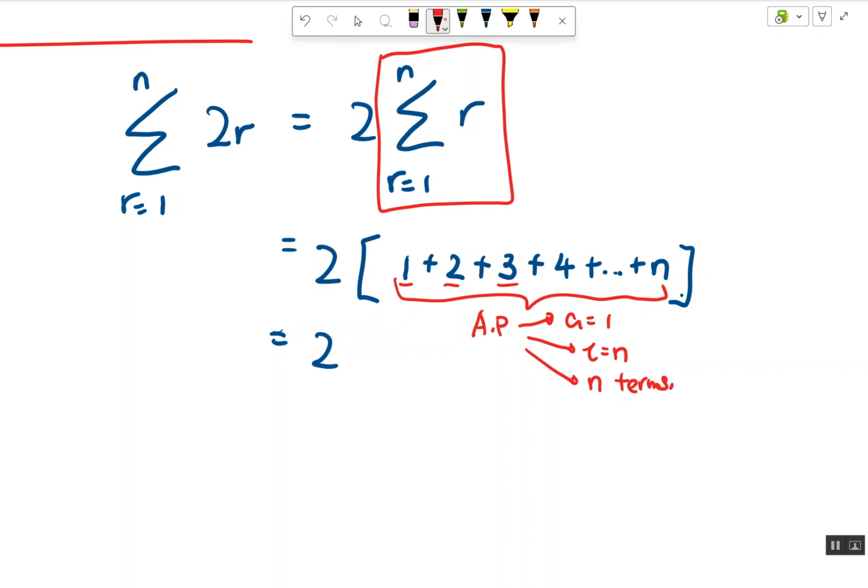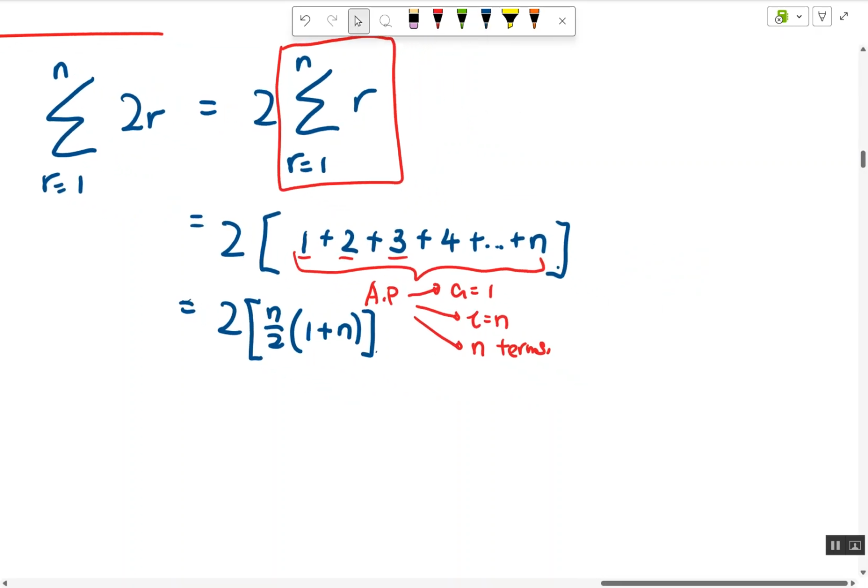So that's why this, I can say that it is an AP of n over 2 times first term a plus last term l. Okay, and this is how I break up a summation, open it up, then identify that it's an AP and then put it in the general formula. So the final answer for this is n over 2 times n plus 1.